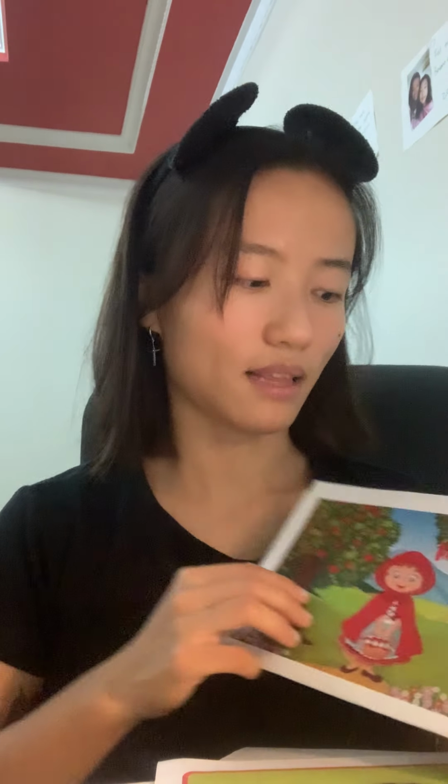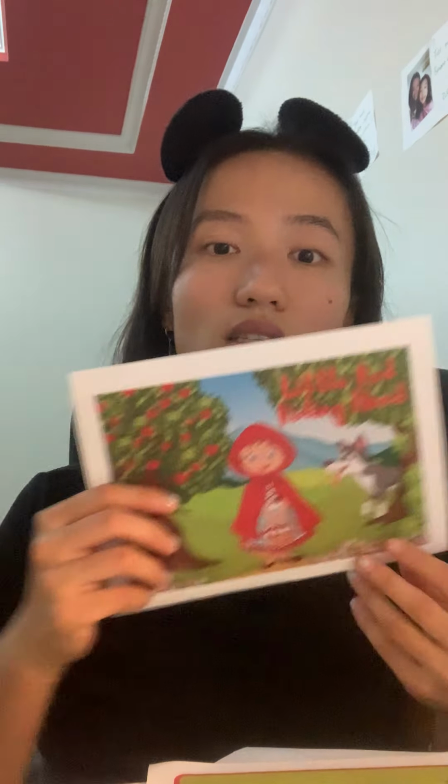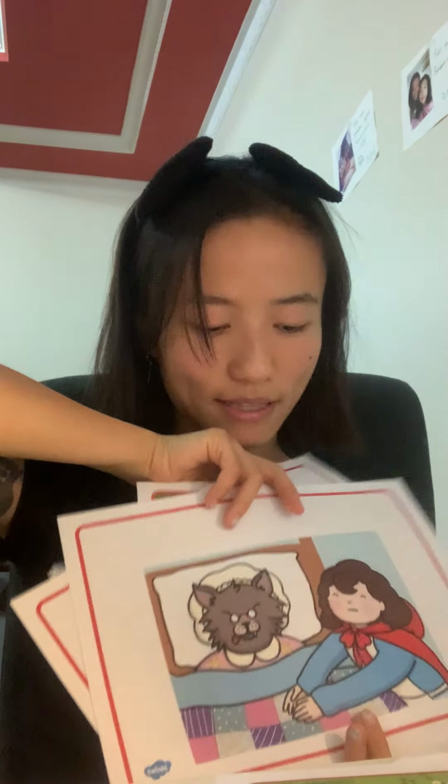Later I'm going to read this book, Little Red Riding Hood. After reading the book, we are going to analyze the structure of this book together as a group. After that, I'm going to give students the sequence cards of Little Red Riding Hood, and students are going to sit in different groups to organize the sequence of these storybooks.